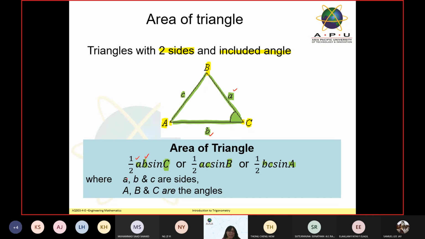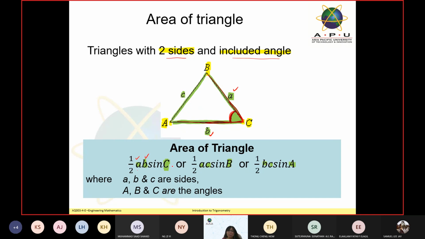Here I already state clearly that small letters a, b, c are the sides and capital A, B, C are the angles. So if you want to find the area of the triangle using this formula, you must have the lengths of two sides and the included angle. What does the included angle mean here? When we have side a and side b, looking at these two sides, the included angle is here. The included angle is the angle between the two sides.